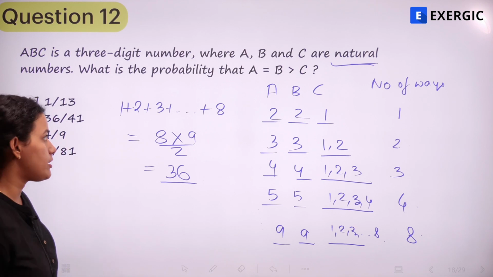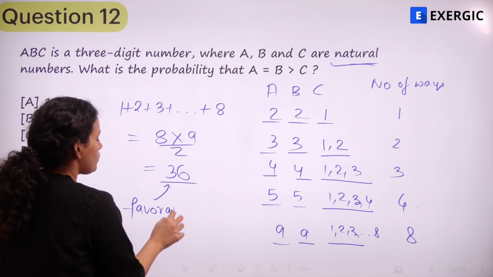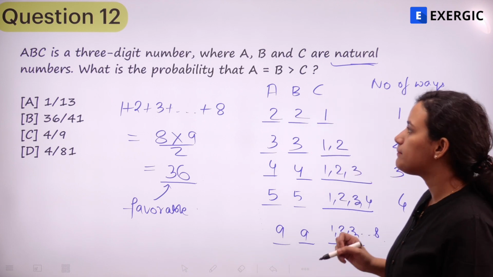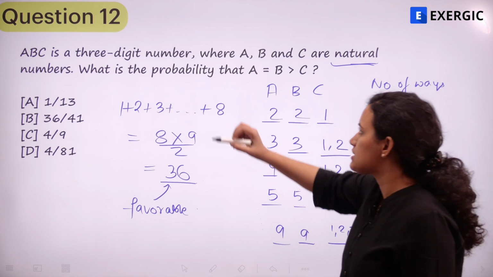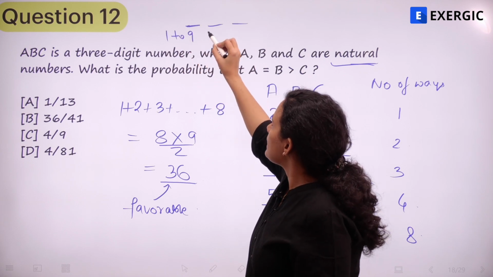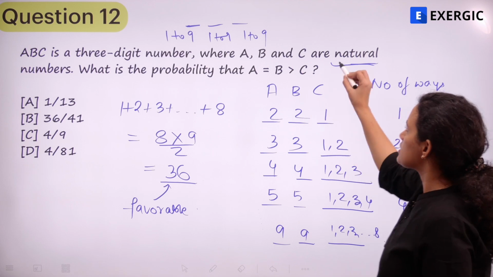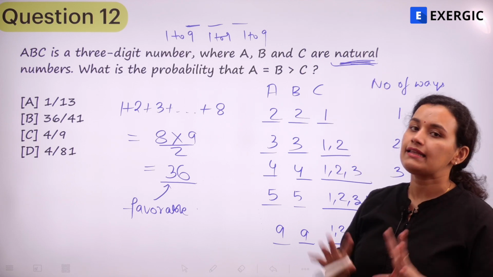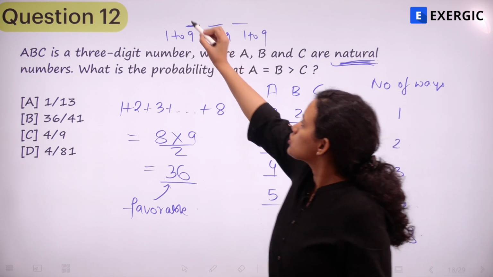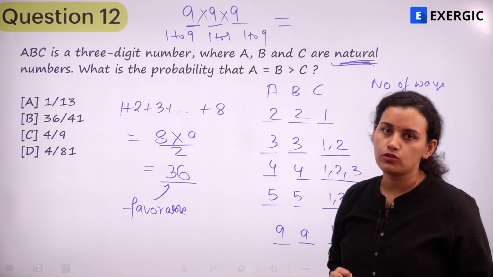But this is a probability question. So this is nothing but my numerator, or the favorable outcome or the event space, whatever you want to call it. What is going to be my total outcome? Simply ABC is a 3-digit number. A can take up anything between 1 to 9. B can take up anything from 1 to 9 and C can take up anything from 1 to 9. Remember, 0 is not possible because A, B and C are natural numbers. And they haven't told us whether repetition is allowed or not allowed. Obviously, it is allowed because here A and B are equal. So the total number of ways is going to be simply 9 into 9 into 9.